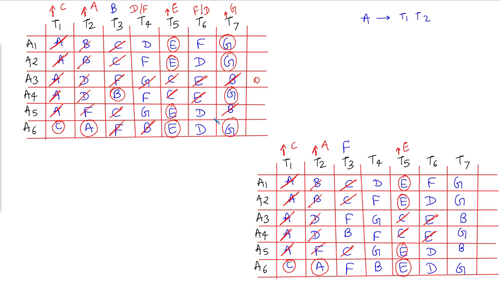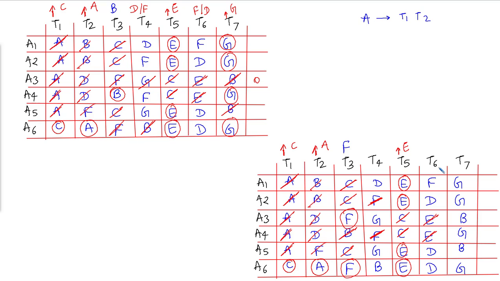Now let's work on the second possible case, in which we considered that terrorist T3 is F. Then F cannot be terrorist 4. So terrorist 4 is going to be either D or G or B.